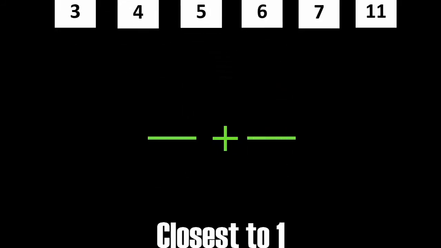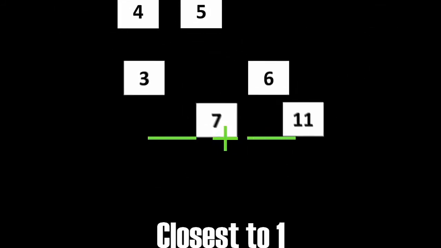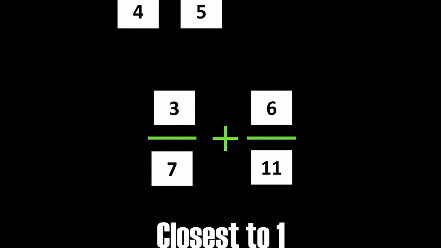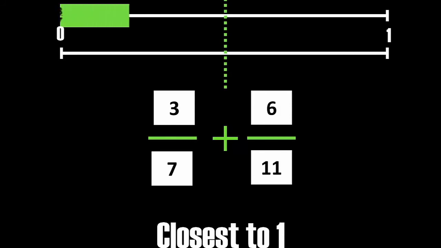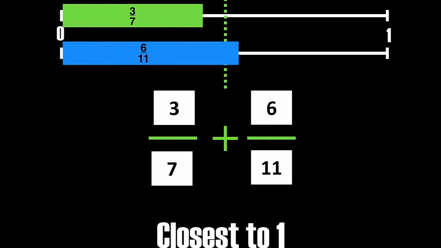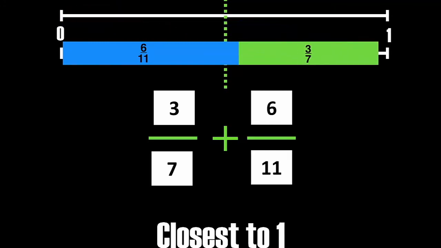Let's try again. So maybe we try these 4 cards. And as a student is estimating here, they might say that, well, I know that 3/7 is just a little bit shy. It's close to a half. 6/11, well, that's a little bit more than a half. So if I have one that's a little less than a half, one that's a little more than a half, well, that's going to be pretty close to a whole. And here we can see that 3/7 and 6/11, yeah, that is really close to a whole.